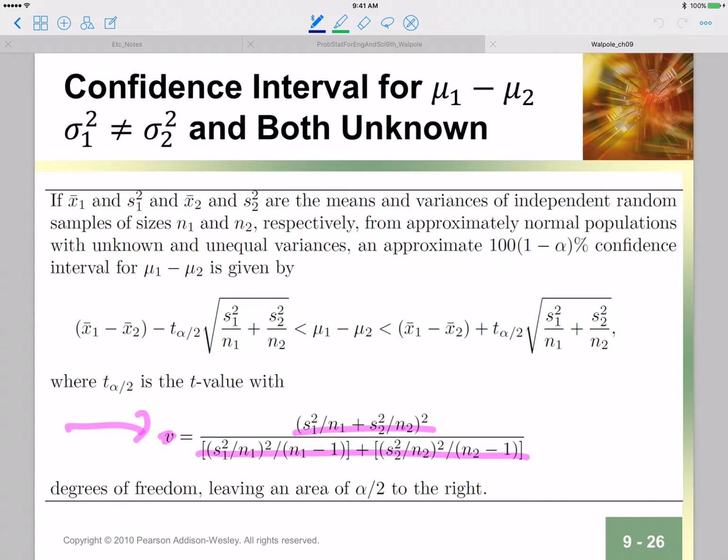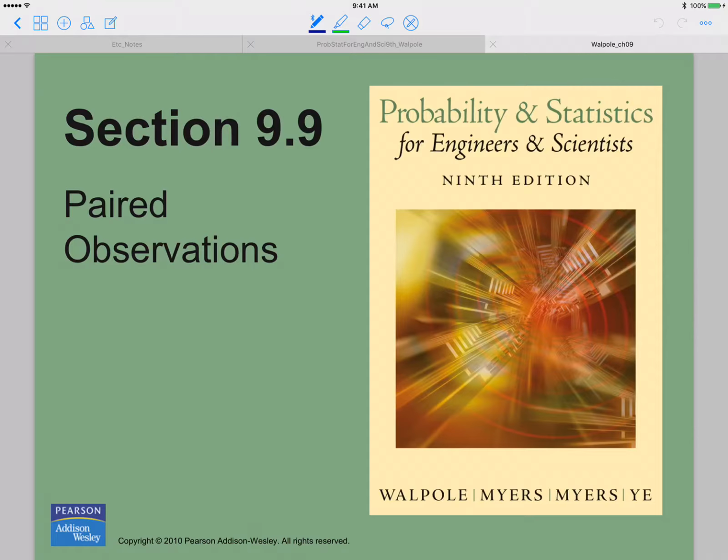Okay, and then at the last part of the class, we considered the most difficult one, where these variances are unknown and also different. In these cases, the difference of the sample means, x1 bar minus x2 bar, still follows the t distribution, but the degree of freedom of this t distribution had a complicated form, which we didn't cover. Okay, and then today we will start with paired observations.